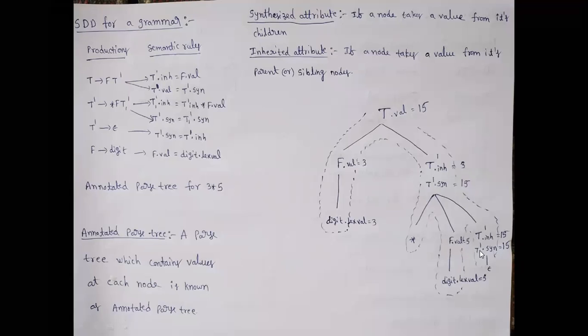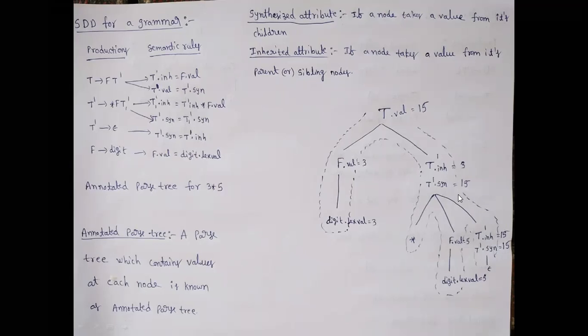Then next, T dash, we move downward. Here T dash produces epsilon. So we have a reduction, and we place T dash dot synthesized attribute is equal to T dash dot inherited. The T dash dot inherited value is 15, so 15 is assigned here. T dash dot synthesized is equal to 15.